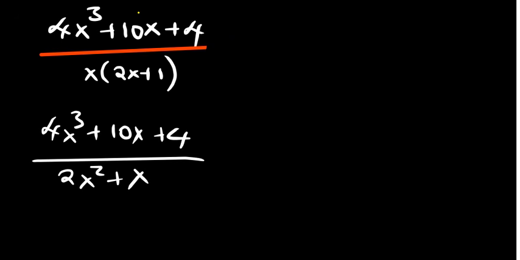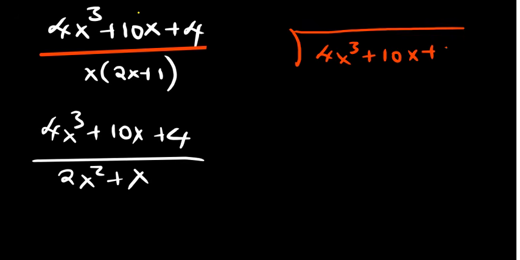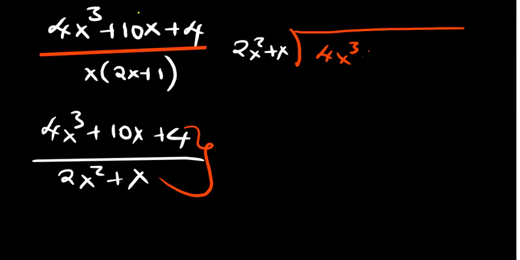So for long division, we have 4x to the power 3 plus 10x plus 4. So we are dividing, because this is a division. Our divisor is basically 2x squared plus x. Remember, when you are dividing, make sure that what you have there is in decreasing order of powers. Okay, so I'll introduce an imaginary part there. I'll introduce 0x squared because we don't have an x squared.